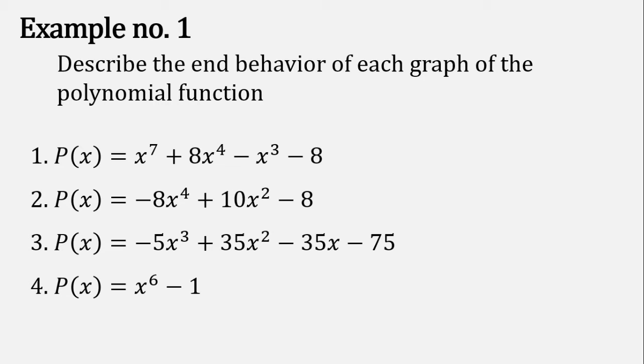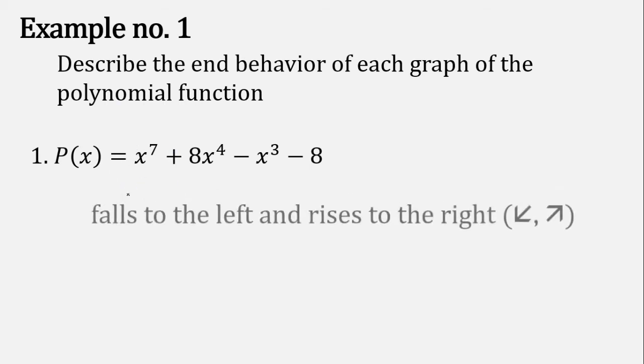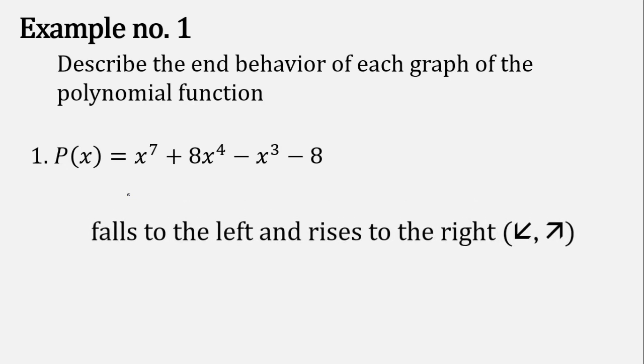So now let's try to check our knowledge about this. In number one, let's determine the end behavior of this graph. In x raised to 7 plus 8x raised to 4 minus x raised to 3 minus 8, our leading coefficient is 1 and this is positive. Then we have positive odd. So if it is positive odd, then the answer is falls to the left and rises to the right.